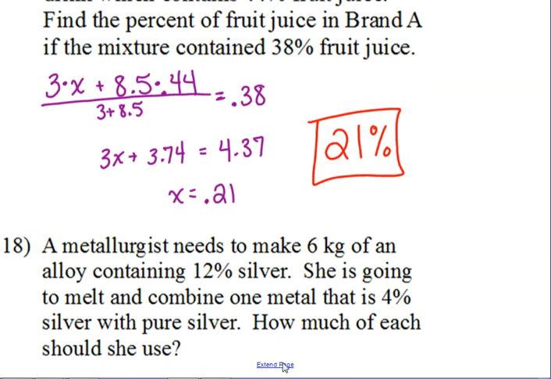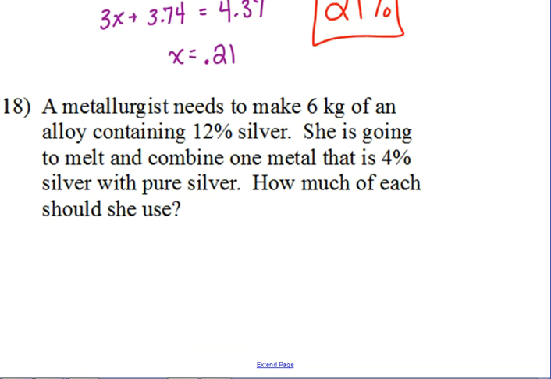Okay, one more of this type. Let's talk about mixing metals. A metallurgist needs to make 6 kilograms of an alloy containing 12% silver. She's going to melt and combine one metal that is 4% silver with pure silver. How much of each should she use?